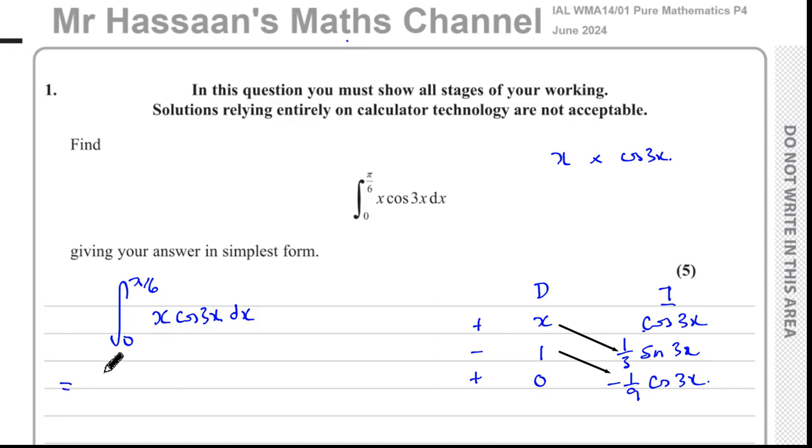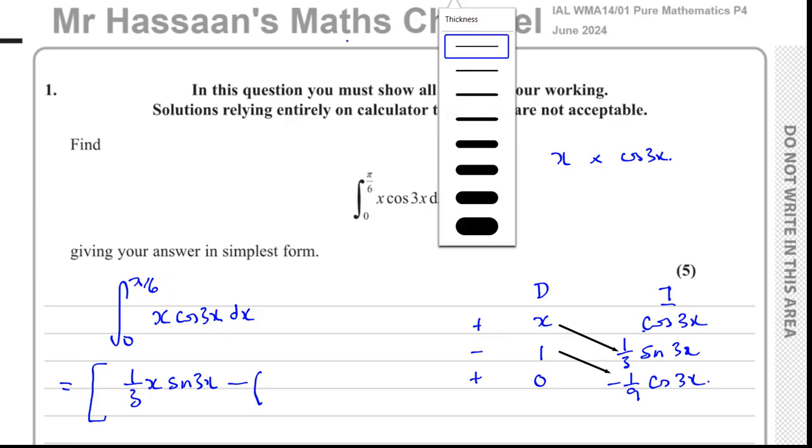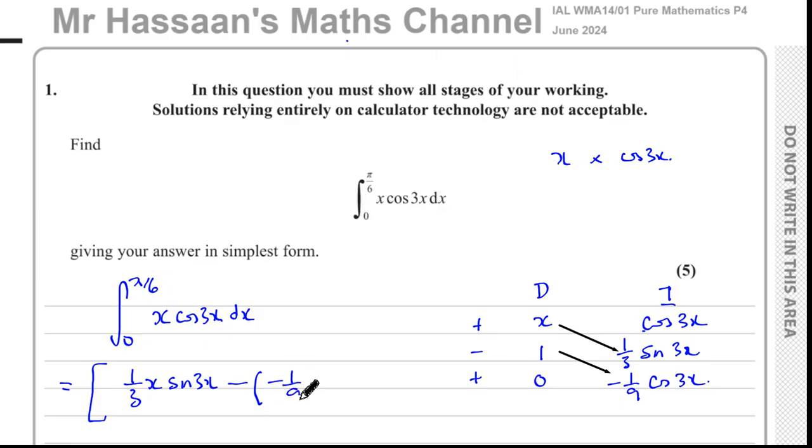Once we start integrating, we put our square bracket since we have these limits. So I'll have x times a third sine 3x, which is a third times x times the sine of 3x. Then I have minus, and then I have minus 1/9 times the cosine of 3x, and my limits are between 0 and pi over 6.